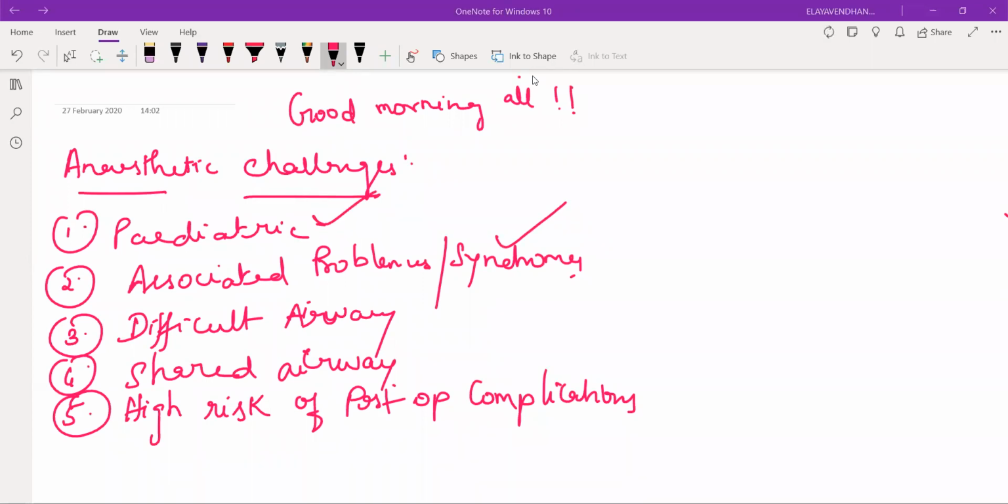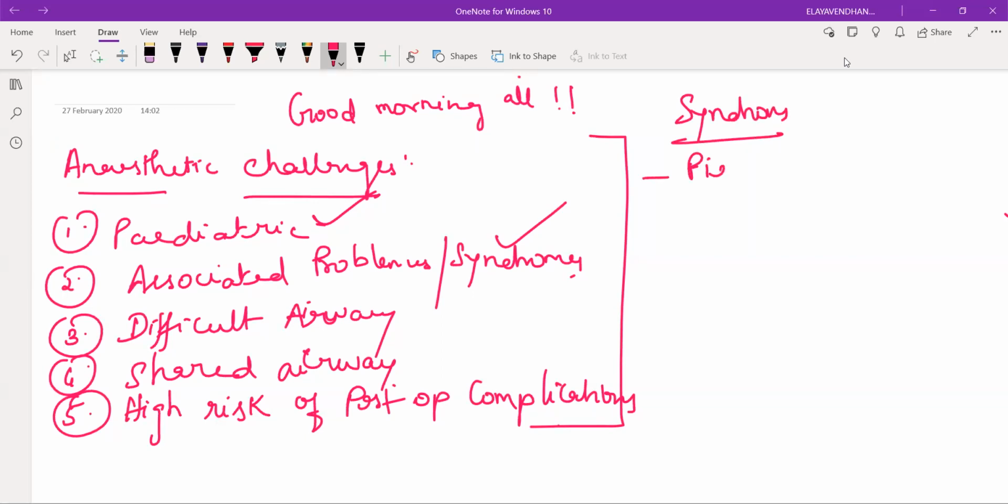Right. So you should just tell me about what are the common syndromes associated with cleft lip and cleft palate. Common syndromes, one is Pierre-Robin syndrome. Okay, it is not a syndrome, it is a sequence. Okay. Sequence. Okay, why has it been changed from syndrome to sequence? It was previously called Pierre-Robin syndrome, but right now it is called Pierre-Robin sequence. Why? No idea? No idea, sir.